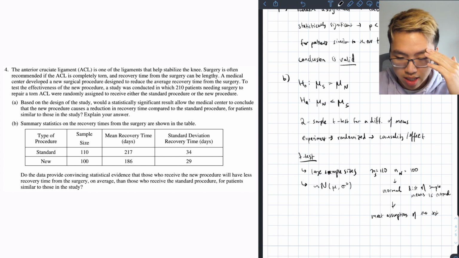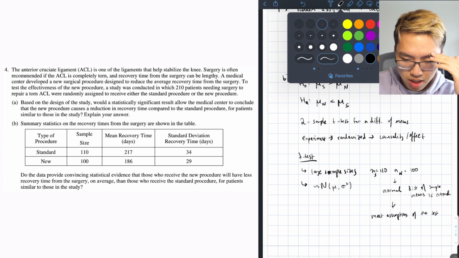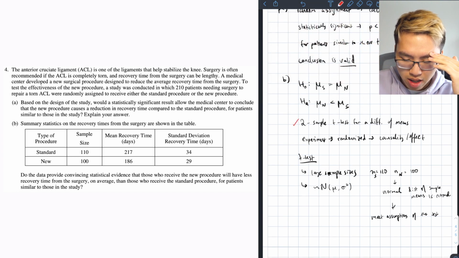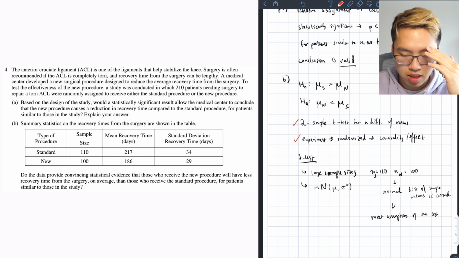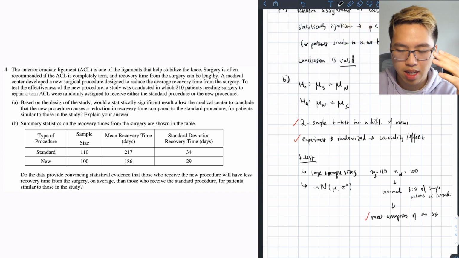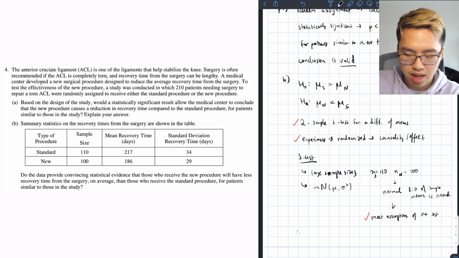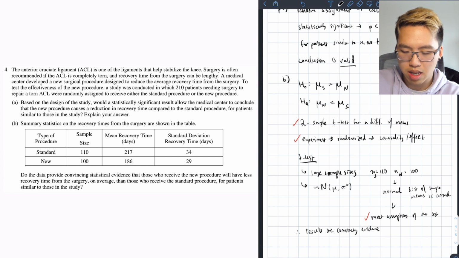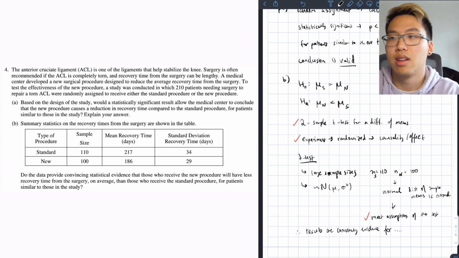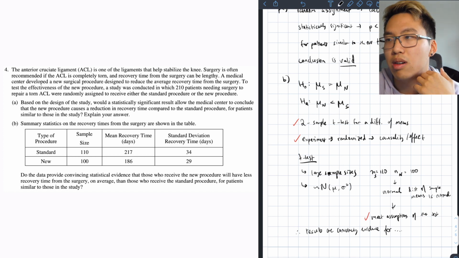Because of all these things, we have, for the t-test, an experimental setup and the assumptions of the t-test are met. We can conclude that the results are convincing evidence for, and then I would just write out the effect if this were the real deal. Oh, and then of course, for patients similar to those in the study. Make sure you write out that.